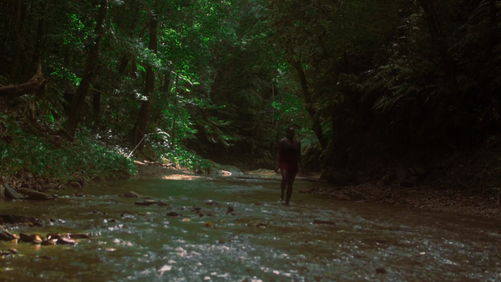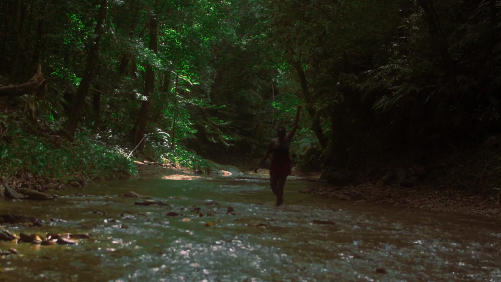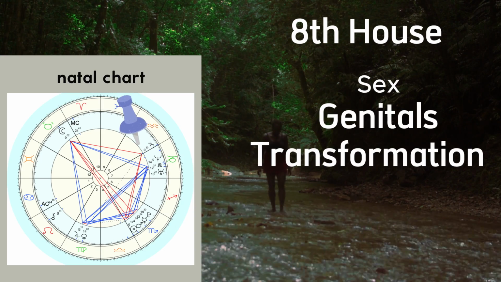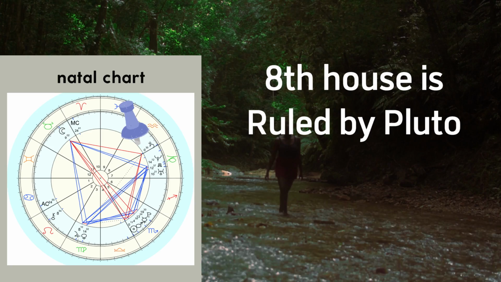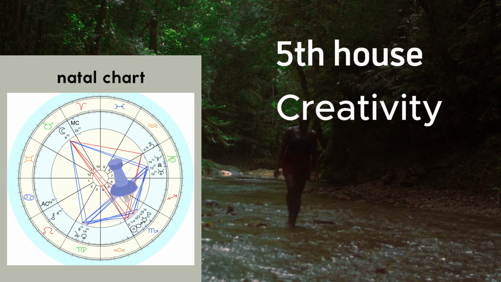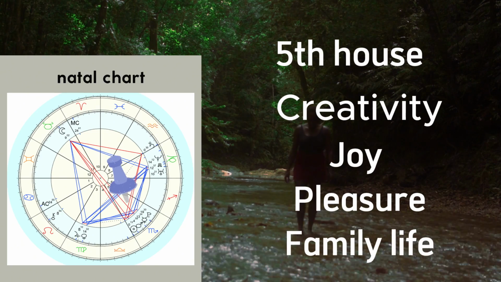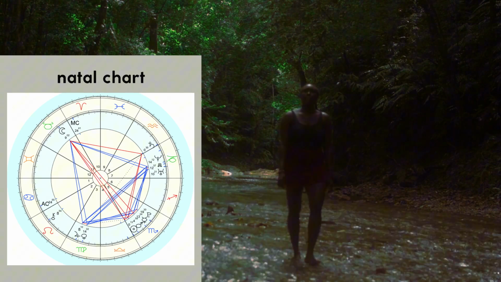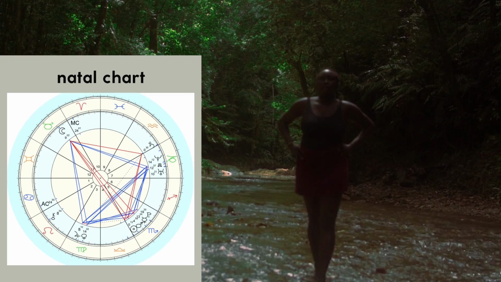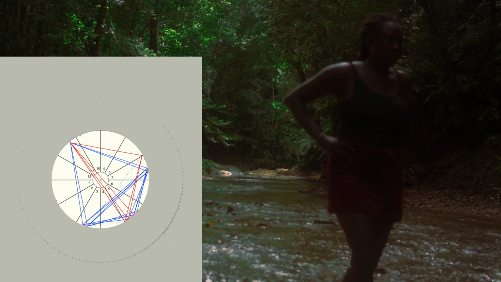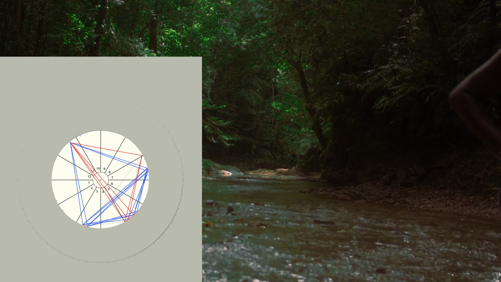Situations, events, trauma. For example, your 8th house represents sex, your genitals, and transformation, because the 8th house is ruled by Pluto. The 5th house rules your creativity, joy and pleasure, and family life. So basically, the houses go from 1 to 12, and they're usually divided from the center of the circle. Yeah, so let's move on to the planets.